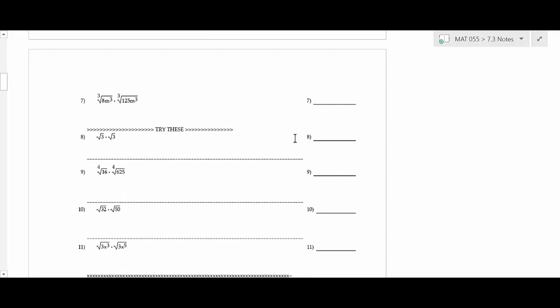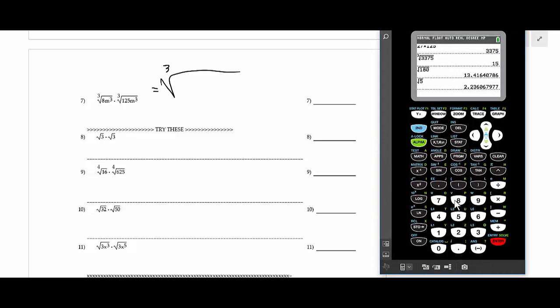Okay, let me do this next one here. Let's go ahead and just multiply this out first of all. You could take your calculator and do 8 times 125. That would give 1,000, okay? And then what is m to the third times m to the third? M to the 6, correct?